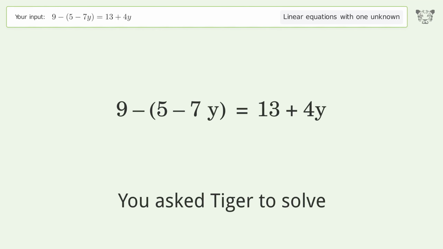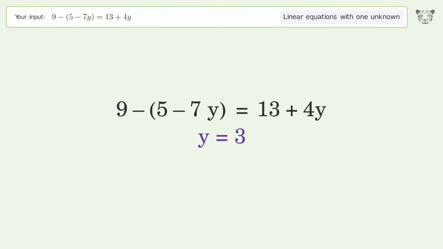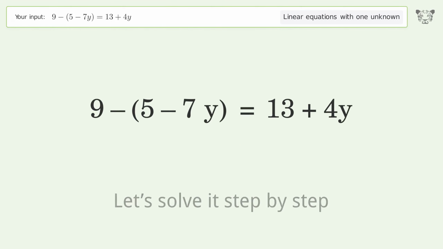You ask Tiger to solve this. It deals with linear equations with one unknown. The final result is y equals 3. Let's solve it step by step.